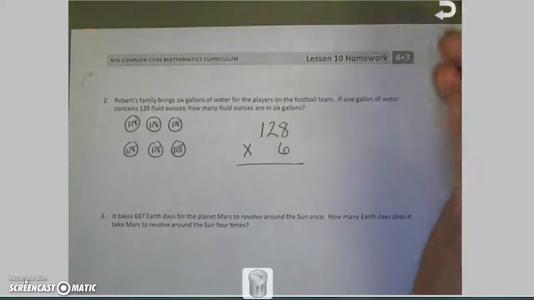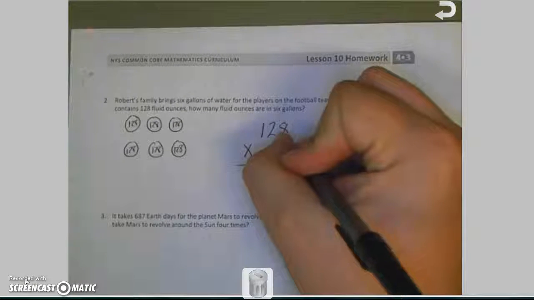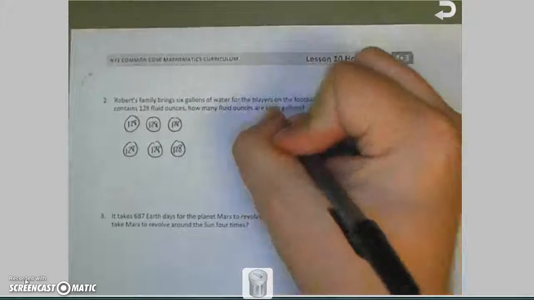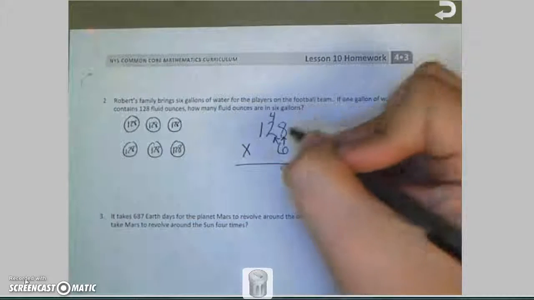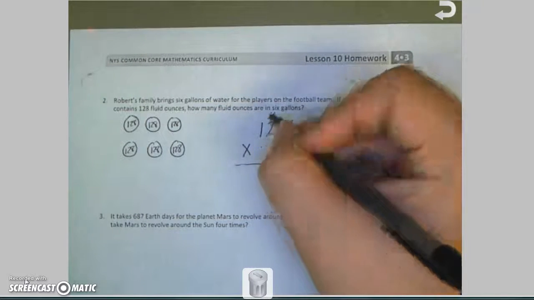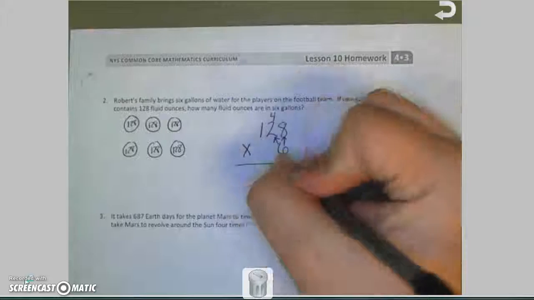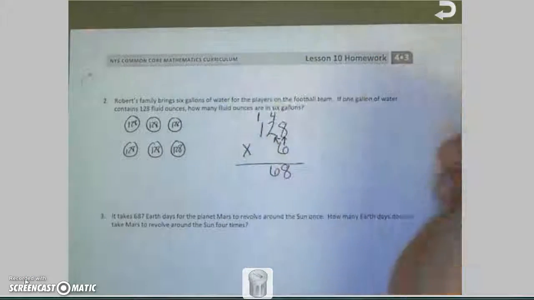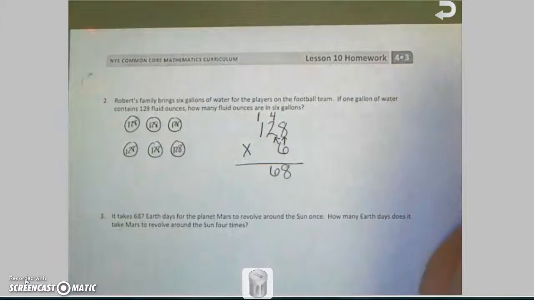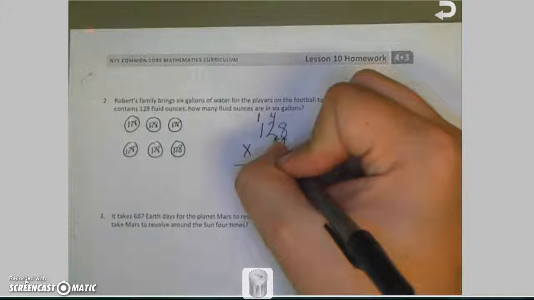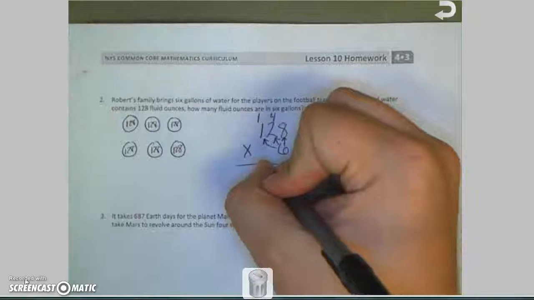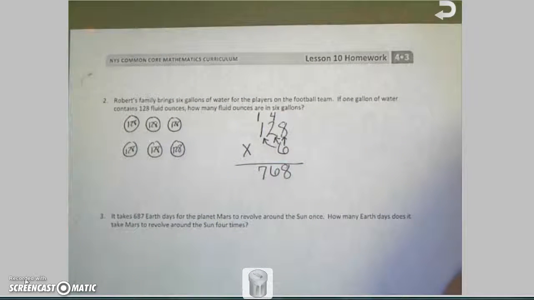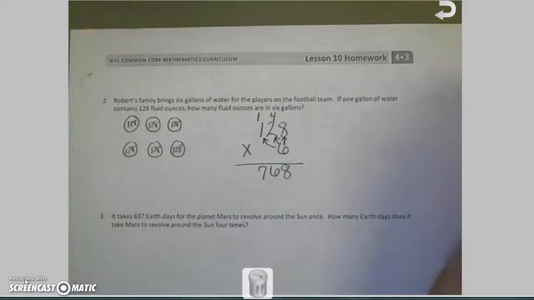mathematical thinking. So 6 times 8 gives me 48, so that's 8 ones and 4 tens. 6 times 2 tens gives me 12 tens plus my 4 tens, which gives me 16 tens, which is 6 tens and an extra 100. 6 times 100 gives me 600 plus my extra 100, which gives me 700. So here my answer should be 768.